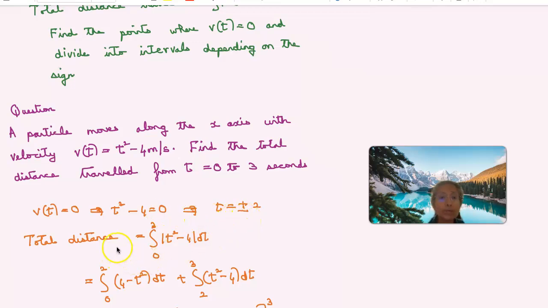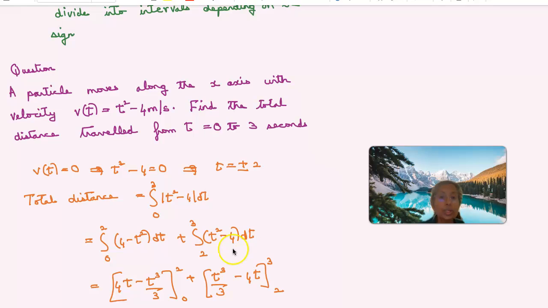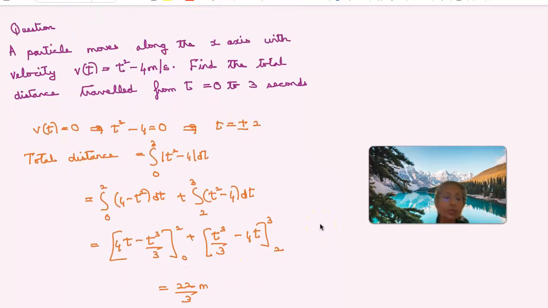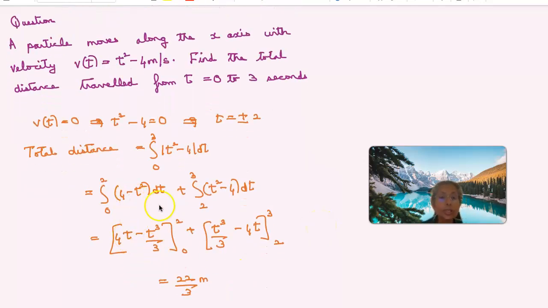So the distance travelled between 0 to 3, you can write it as integral 0 to 2. From 0 to 2, t squared minus 4 will be negative, so it will be 4 minus t squared dt. And from 2 to 3, t squared minus 4 is positive, so it will be t squared minus 4. And when you integrate, you get 4t minus t cubed by 3 within the limits 0 to 2 plus t cubed by 3 minus 4t within the limits 2 to 3. So your answer is 22 by 3.